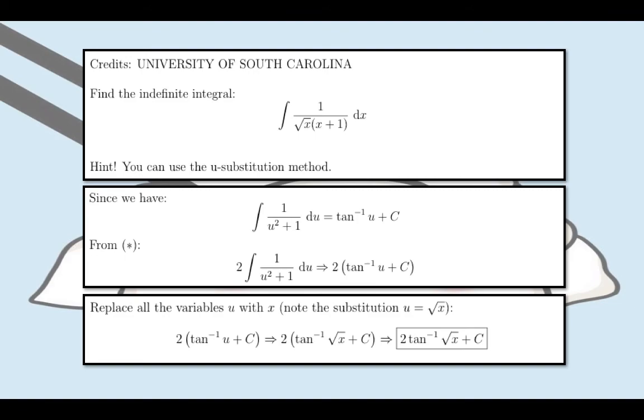Now we can just simply distribute to get 2 times the inverse tangent of square root of x plus 2c. Note that 2c and c are just constants anyway, so we can eliminate the factor of 2 and just replace it by a constant represented by c. And this will be our final answer.